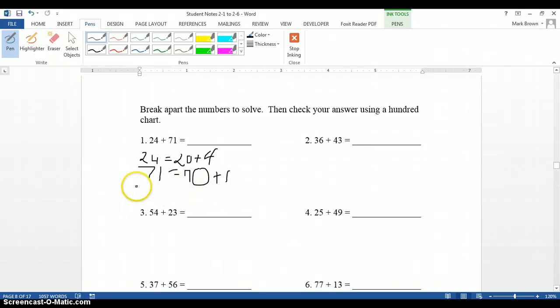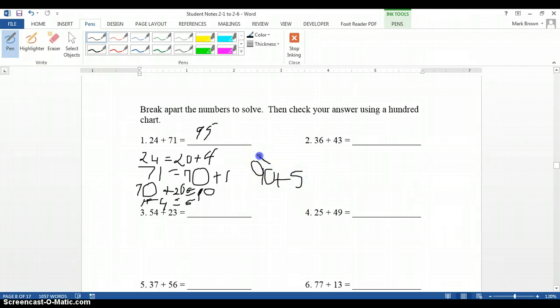Now, I'm going to add my tens. I'm going to say 70 plus 20 is 90. And I've got 1 plus 4 equals 5. So I add my two sums, 90 plus 5, and equals 95. So I'm going to write the 90 plus 5. And then that answer is what goes into the blank.